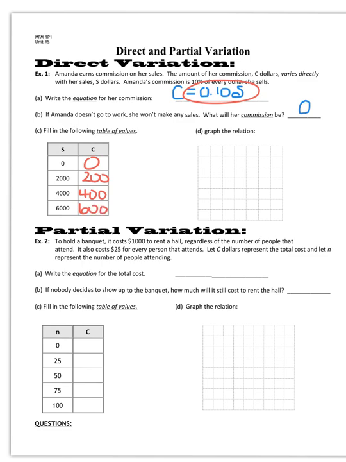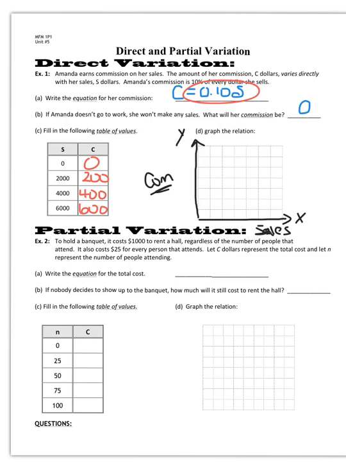Okay, we're going to make a little graph from our information. So your x-axis along the bottom is the independent variable. So what is independent? It's the number of sales she makes. And the dependent variable is going to be her commission. Her commission depends on her sales.